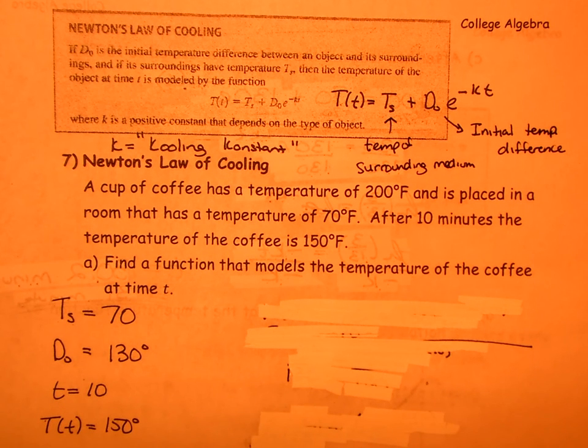All right, so example 1, or actually the only example we're going to go over, says a cup of coffee has a temperature of 200 degrees Fahrenheit, and it's placed in a room temperature of 70 degrees Fahrenheit. So after 10 minutes, you wait 10 minutes, you check the temperature again, and now the coffee is 150 degrees Fahrenheit. And I think 150 is probably drinkable, right? But they want us to find a function that models the temperature of the coffee at time t.